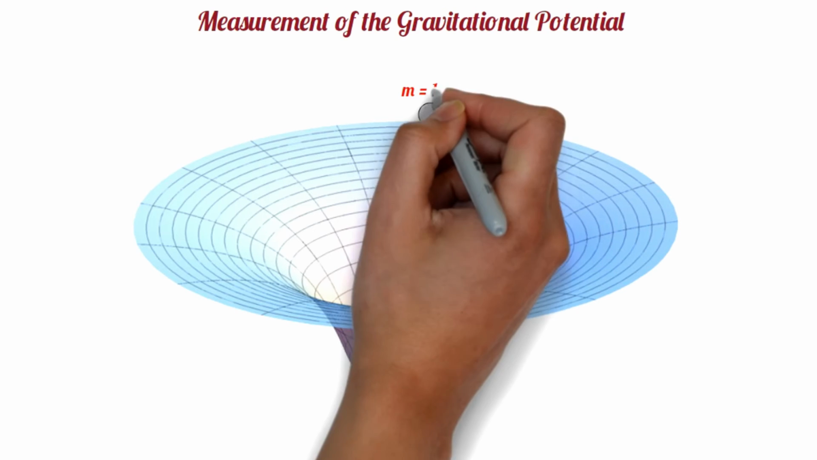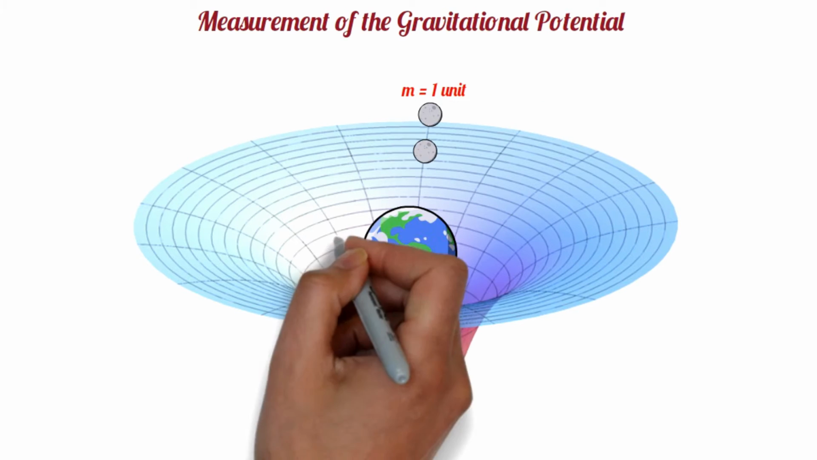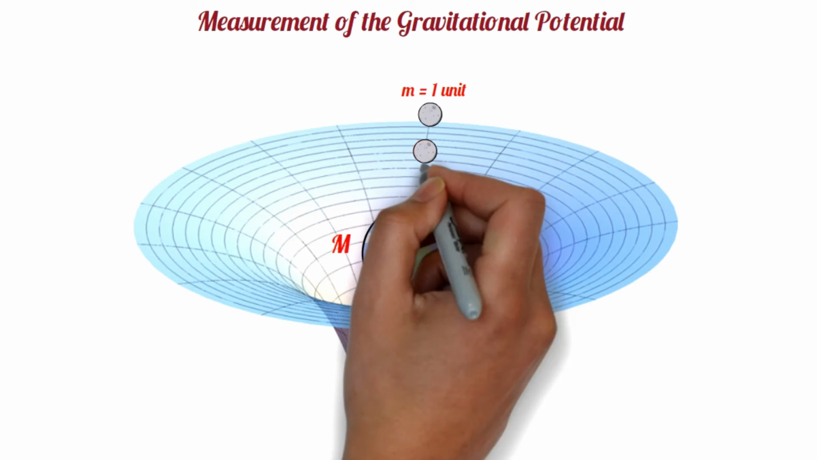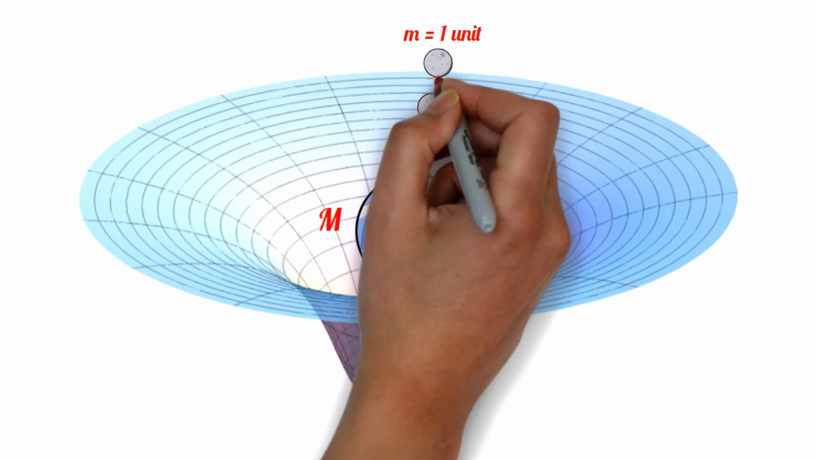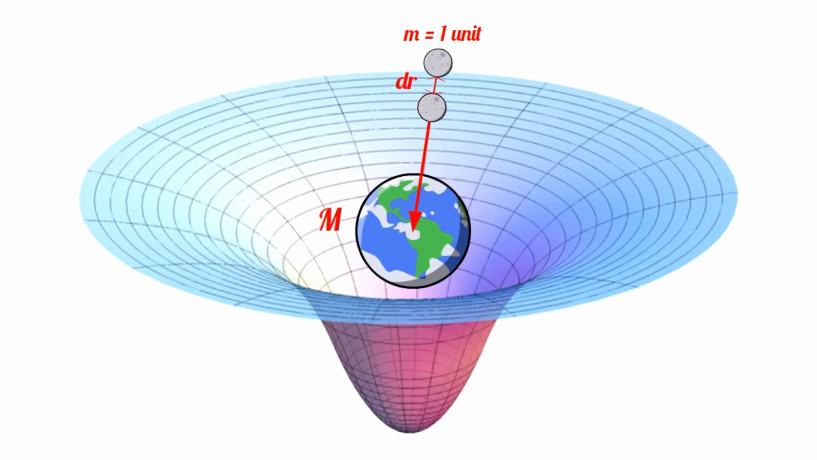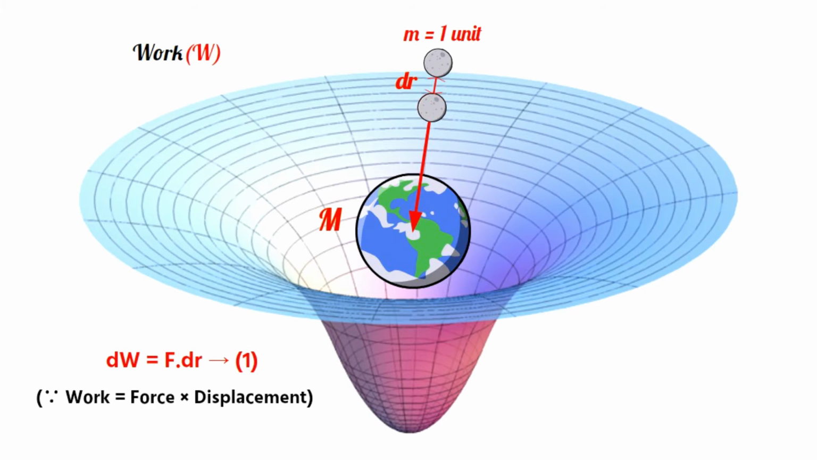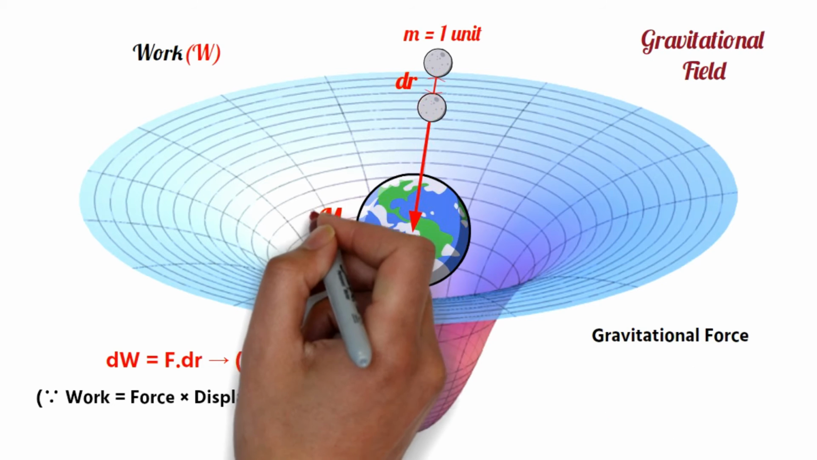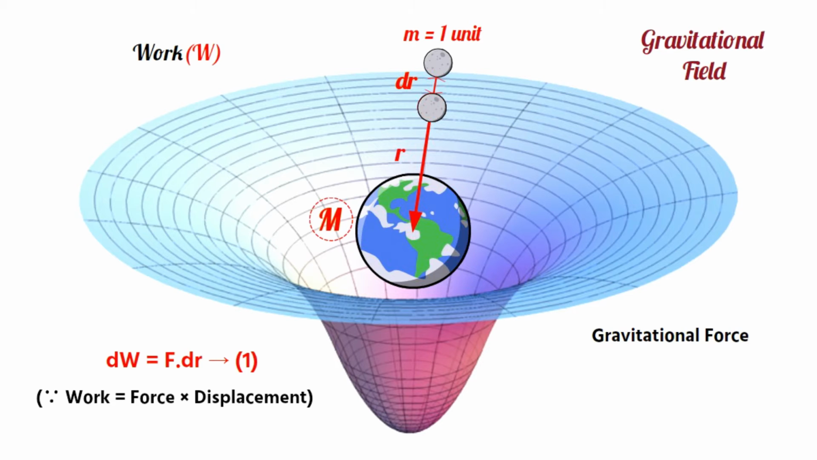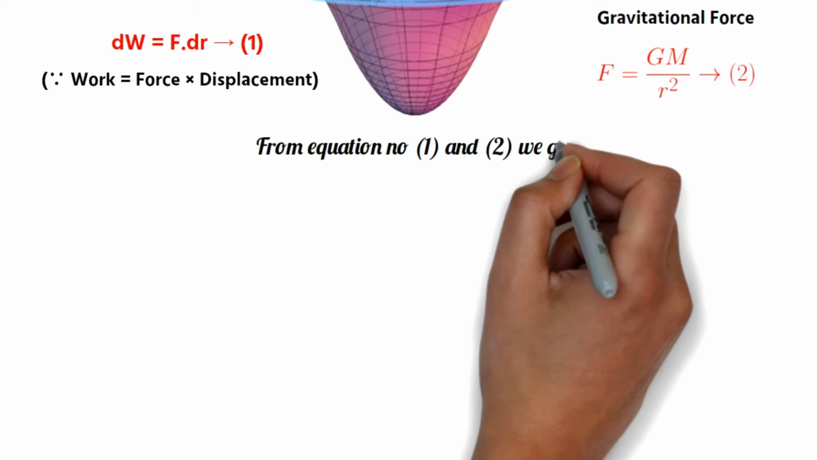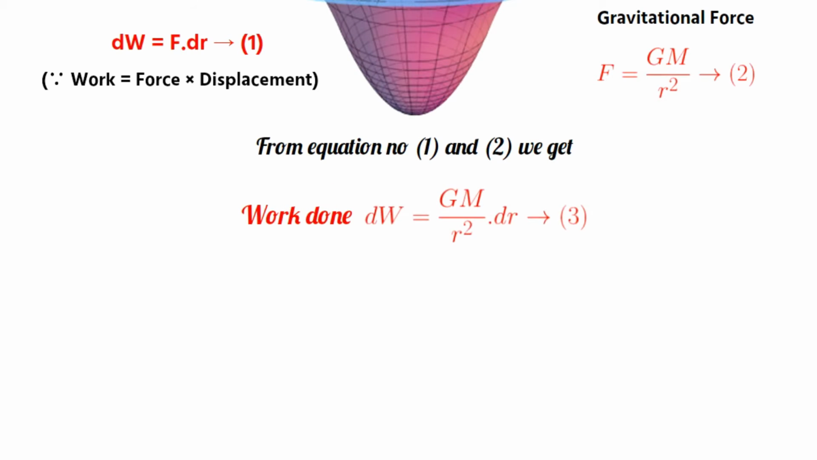Let's assume an object of unit mass, moving freely toward an object of mass capital M. Here the object of unit mass is attracted by M, and moves toward it by a small distance dr. This displacement dr is the result of work dW, exerted by the gravitational field generated by M. So dW is equal to F dot dr. Now, we also know from the definition of the gravitational field, the gravitational force due to the object of mass M, on a unit mass at a distance of r from its center, F is equal to GM by r square. So from equations number 1 and 2, we get the work done dW is equal to GM by r squared dot dr.